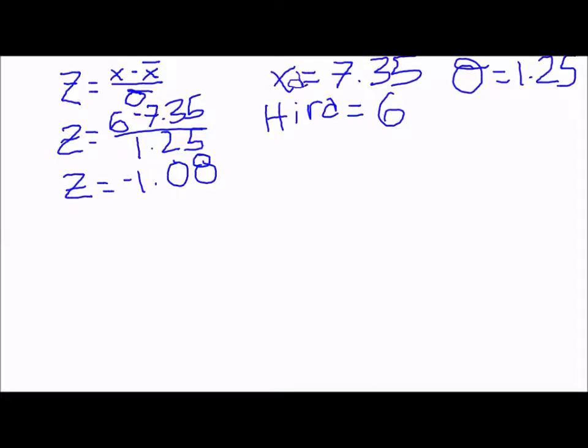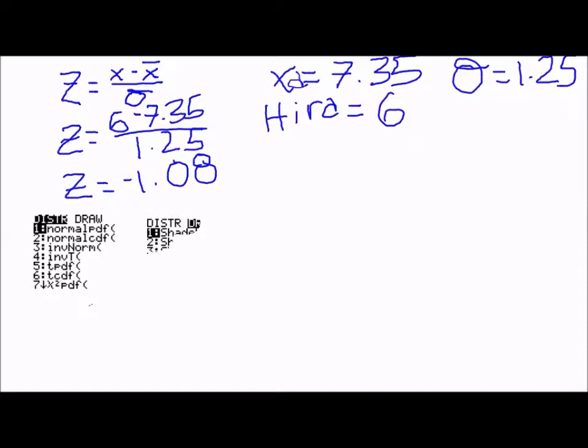The first thing you want to do on a calculator is hit second vars. Once you do that, you should get to a screen like this. After that, you want to go over to draw, and you'll get to a screen like this, and you want to select shade norm, or shade normal. And then you'll end up at a screen like this.